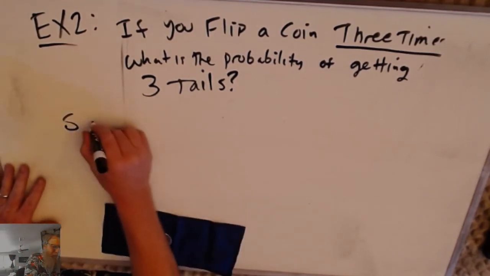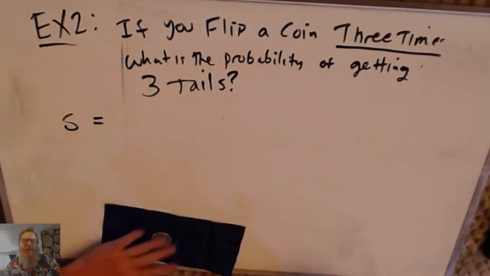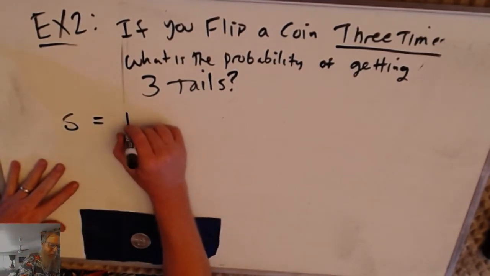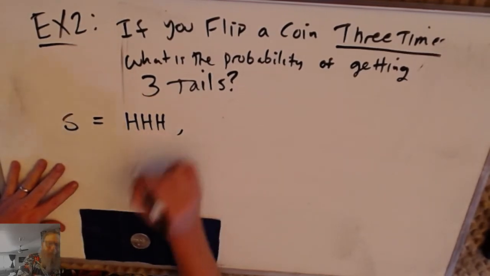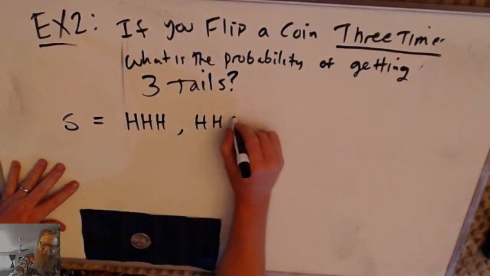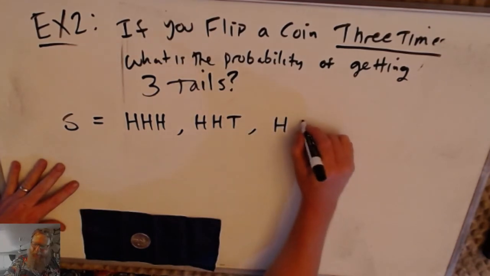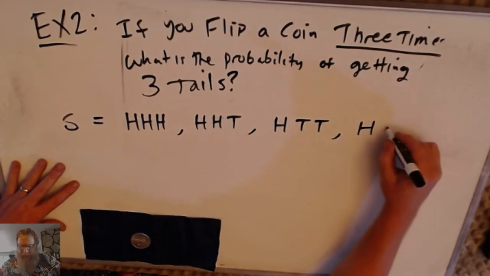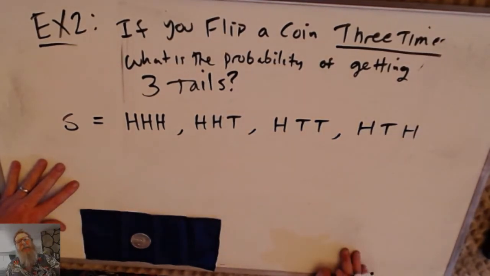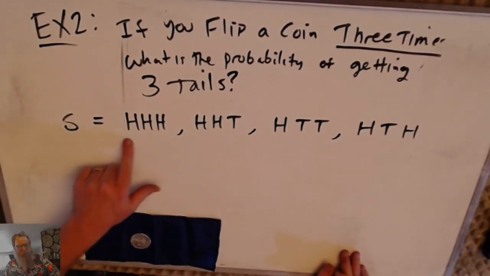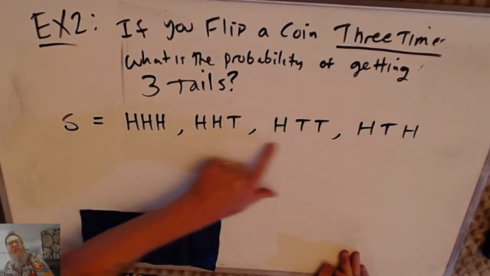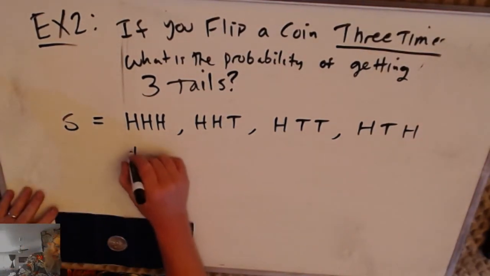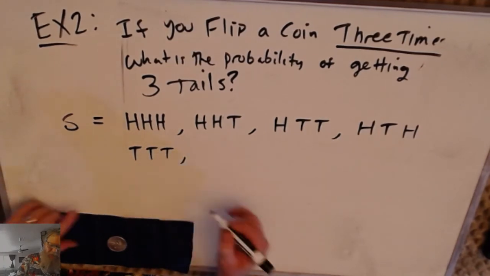So let's look at the sample space first. And again, now I'm not going to use the fancy set braces. They're unnecessary. So I could get heads, heads, heads. Heads, heads, tails. Heads, tails, tails. Heads, tails, heads. Those are all the possibilities where the first outcome is a head. I could get tails, tails, tails.